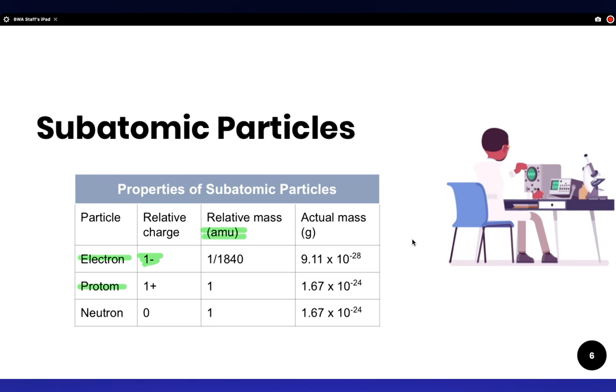Protons have a charge of +1 and a relative mass of 1. Its actual mass is the same as a neutron, 1.67 times 10 to the -24 grams. Now a neutron has no charge, but its mass is also 1. So it is the same mass as a proton, but it does not have a positive charge.